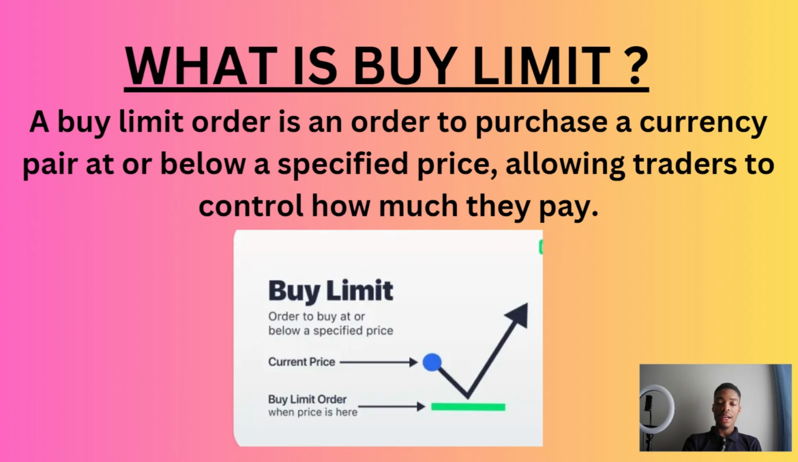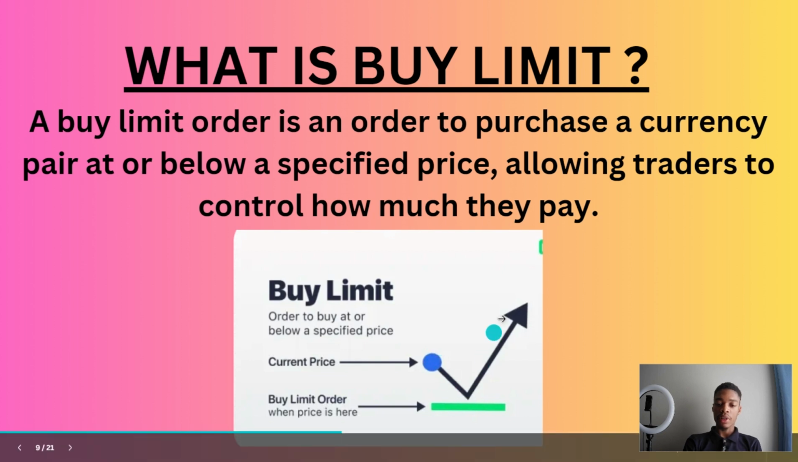Now, what is a buy limit? A buy limit order is an order to purchase a currency pair at or below a specified price, allowing traders to control how much they pay. Here is a depiction showing what a buy limit is. The market is trading at this current price here. Let's say I anticipate that price will drop first, then go up. What I would do is place a buy limit here at a specific price. So when price reaches here, I would automatically enter into a buy trade to the upside.